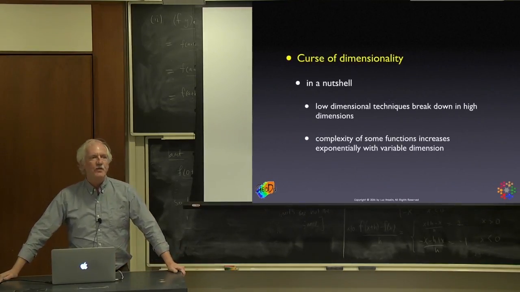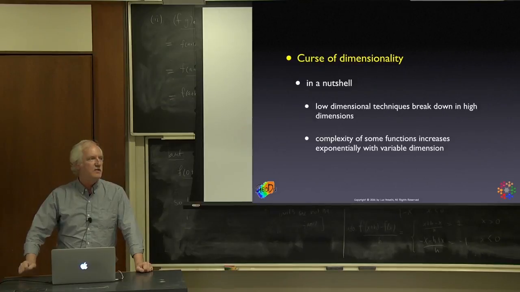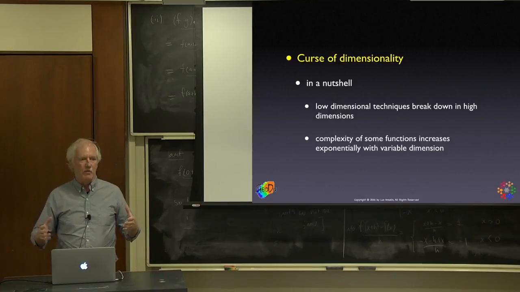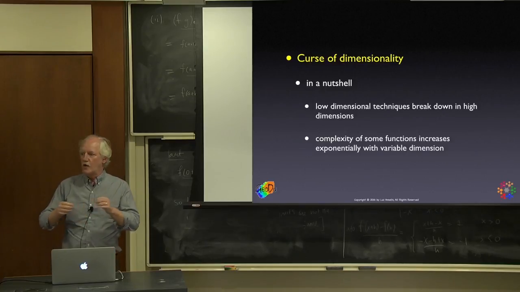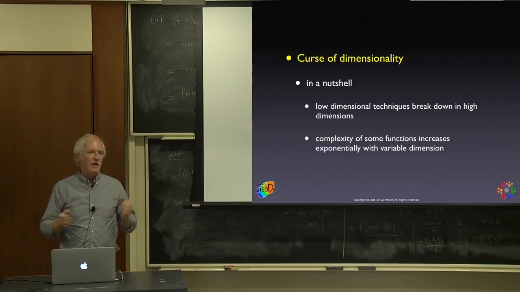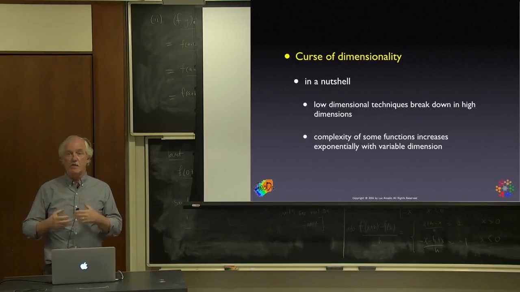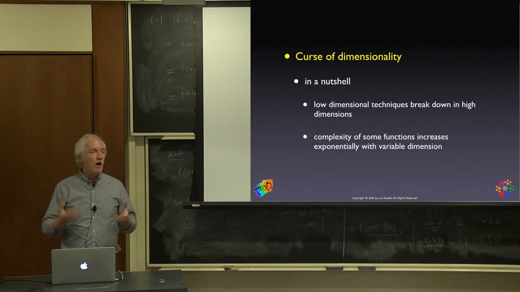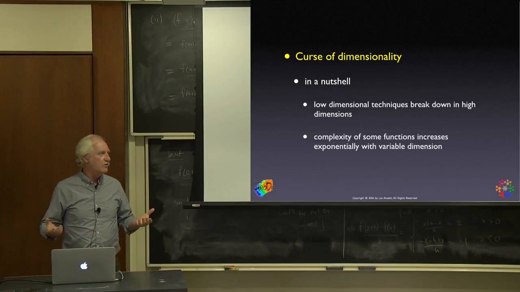The main issue is what is known as the curse of dimensionality. And there are different ways to formally describe this, but in a nutshell, there are 2 big problems. Low dimensional techniques developed for 1 or 2 dimensions break down in high dimensions. They just don't work. And the other thing is that sometimes they do work, but they get to be so complicated and, in a sense, so inefficient that they're not usable.